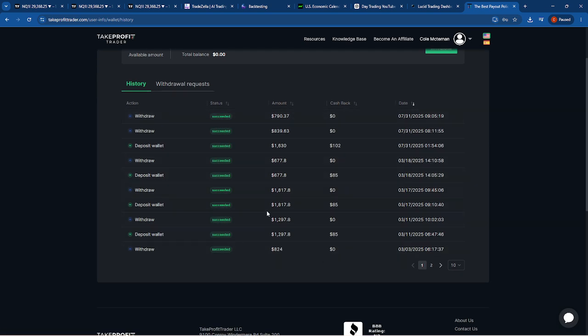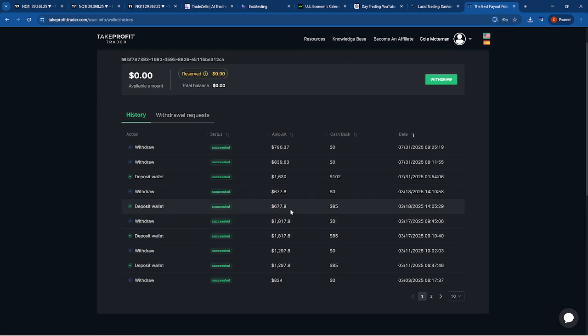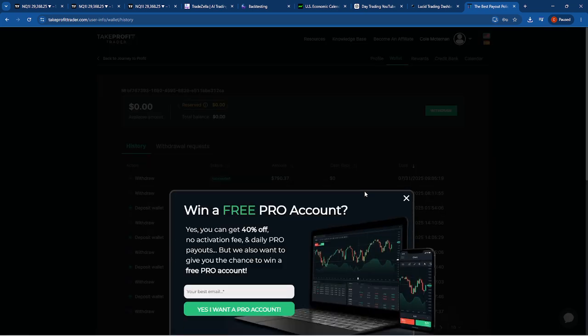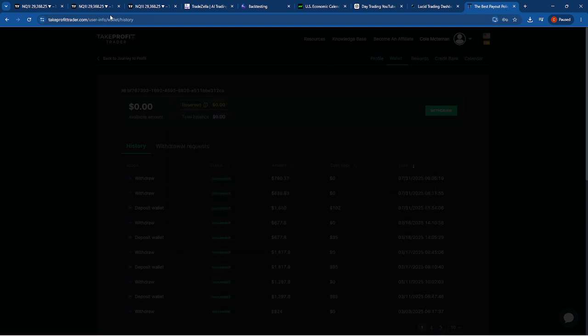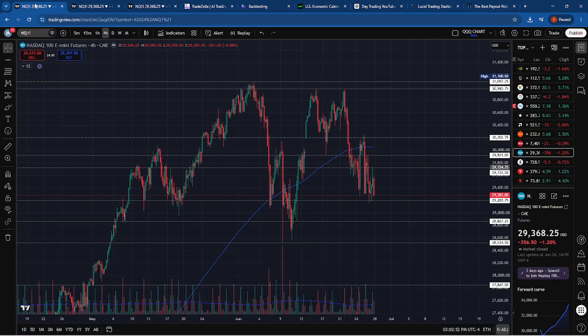I don't have any accounts with them currently, but those are all great options. They are all good for different reasons. Take Profit has the best payout rules. Lucid Trading and Top Step are both very similar in terms of pricing and all that.